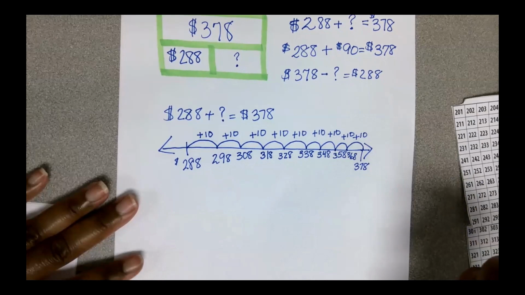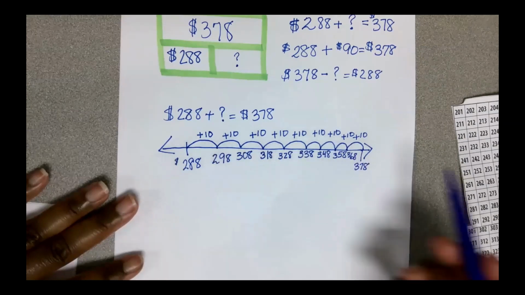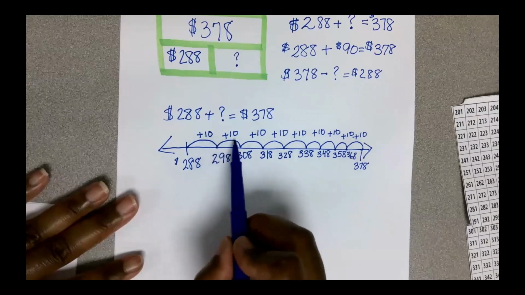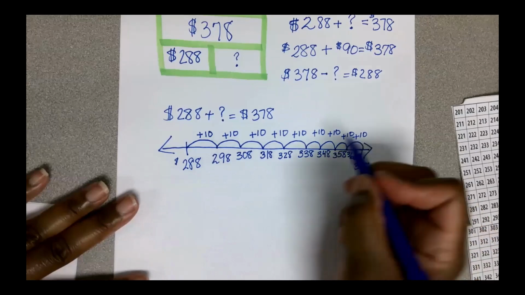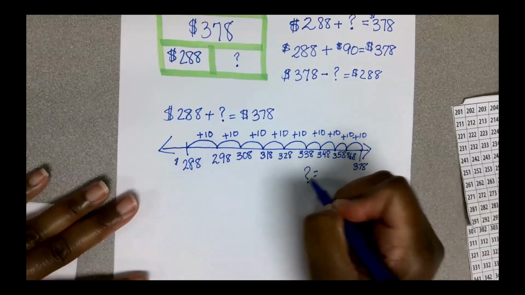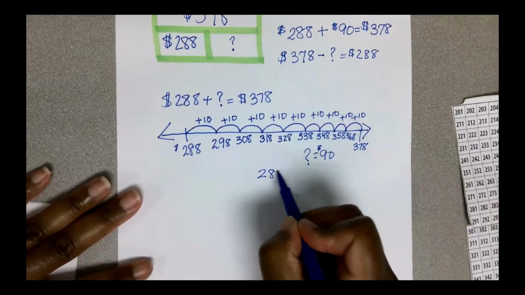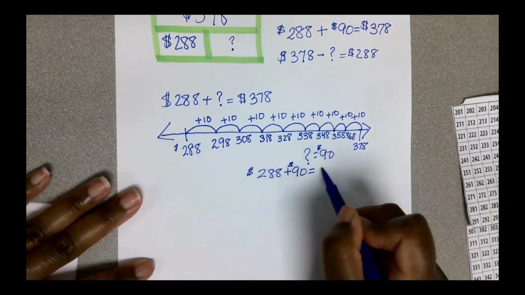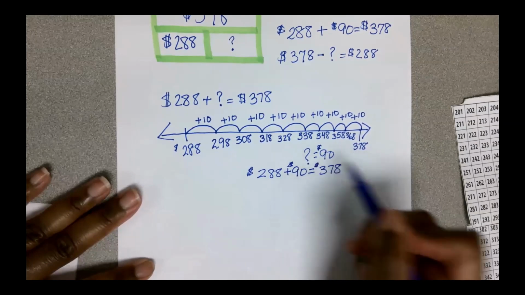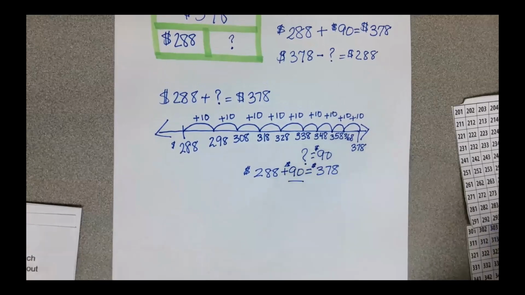So again, I can model for my students, and my students should be able to skip count how many tens there are and what that value is. So we jumped 10, 20, 30, 40, 50, 60, 70, 80, 90. So again, the value of my question mark here is $90. To fill in my equation, I would say $288 plus $90 equals $378. So how much money did Byron have left? Byron had $90 left.